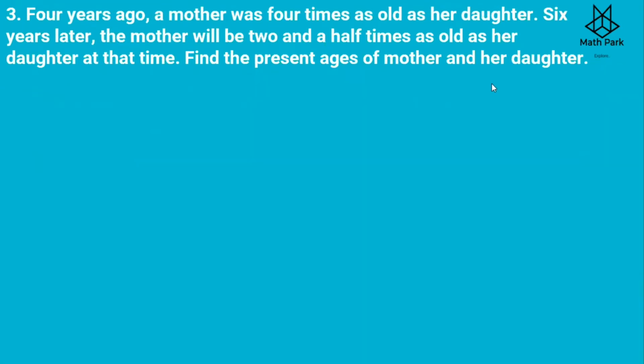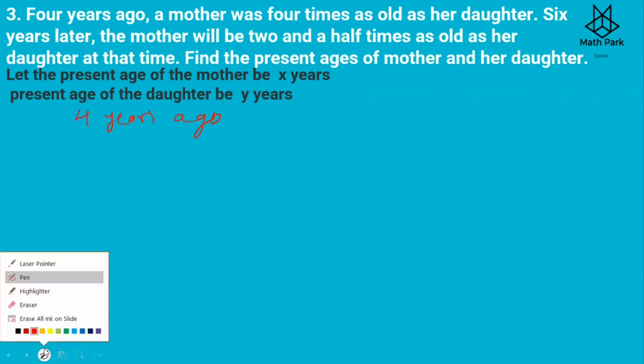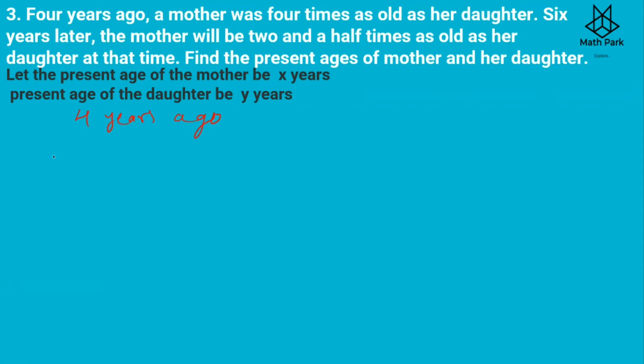Let us take the mother's present age to be x and the daughter's present age to be y. Look at the condition. The condition says 4 years ago. So we have 4 years ago. What will be the ages of mother and daughter? We just have to subtract 4 from both of them. So the mother's age is going to be x minus 4 and the daughter's age is going to be y minus 4. And what is the condition?